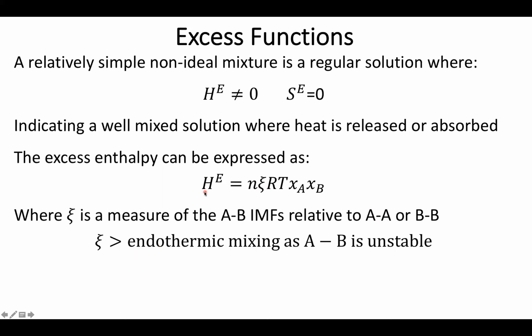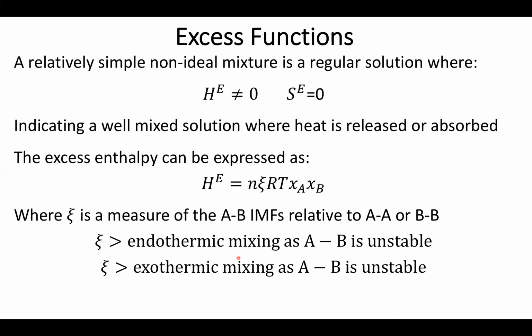So essentially, we'd expect heat to be absorbed, and this is usually going to be due to the fact that AB is relatively unstable. So I'm mixing two species that just don't want to hang out together. A good example here would be something like oil and water. If xi is less than 0, then this is essentially going to indicate exothermic mixing, as AB is going to be a very stable combination.